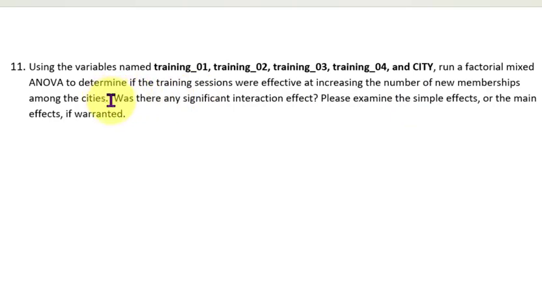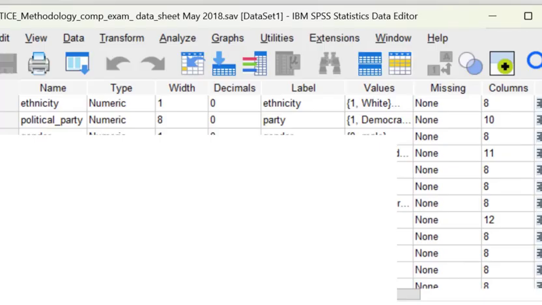Factorial ANOVA to determine if the training sessions were effective at increasing the number of new memberships. So that's probably a sales figure. After the first training, they measured their new memberships. After the second training, they measured their new memberships. But let's take a peek, shall we?